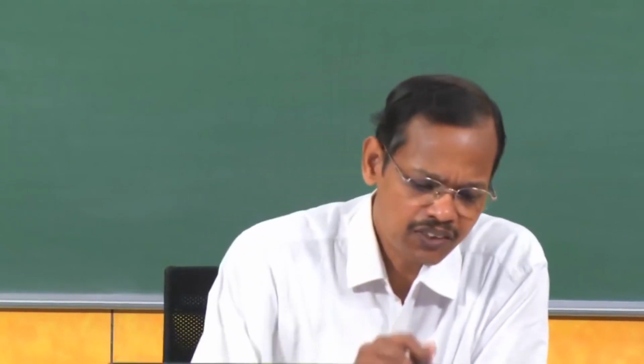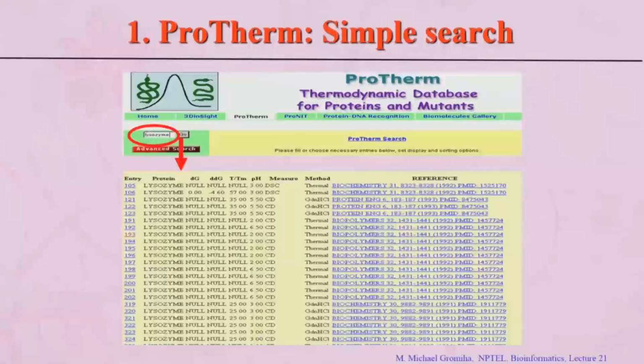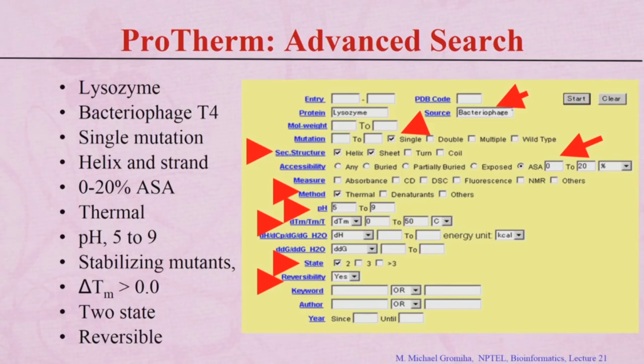So if you give the keyword or the protein name or any source name or anything, for example, you put lysozyme and click on go, then this will show you all the data which contains the term lysozyme, right. So all the lysozyme proteins, and you will get a lot of data. In this case you will get almost all the information. Then the advanced search, we have given different options. You can search with the protein name, you can search with source, you can search with the mutation.